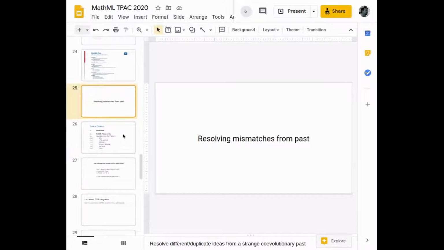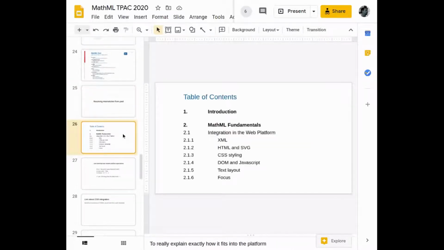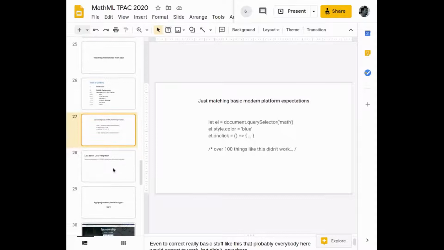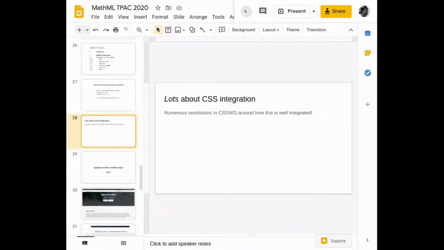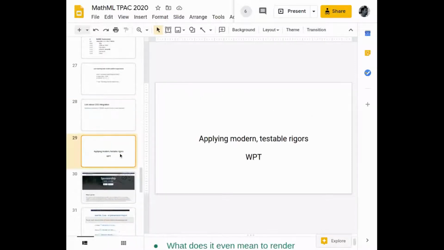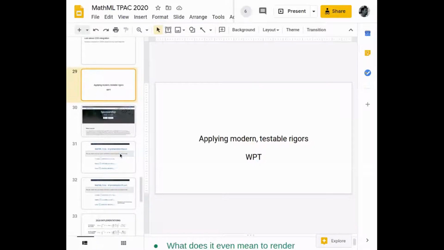This aims to resolve a lot of mismatches from the past. It specifies all of those things that were unspecified in previous eras: how it integrates with HTML and CSS and SVG and the DOM. Even things like this that seem really basic did not work in any browser a couple of years ago, and today they do thanks to this work. There's lots of things about CSS integration and some new CSS resolutions to make this all work well. And this allows us to approach it the way that we approach modern standards and create tests that we agree are the tests that work and that they're according to the spec.